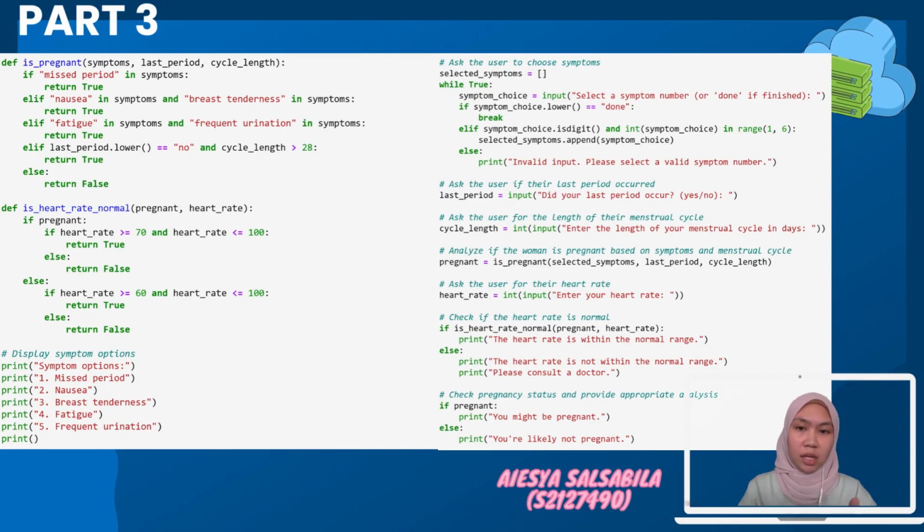In the program, it analyzes the heart rate for both pregnant women and also non-pregnant women. It urges the user to see a doctor if their heart rate is abnormal, and the code then uses the symptom analysis to identify the user's pregnancy status and prints the relevant message indicating whether or not the user may be pregnant.